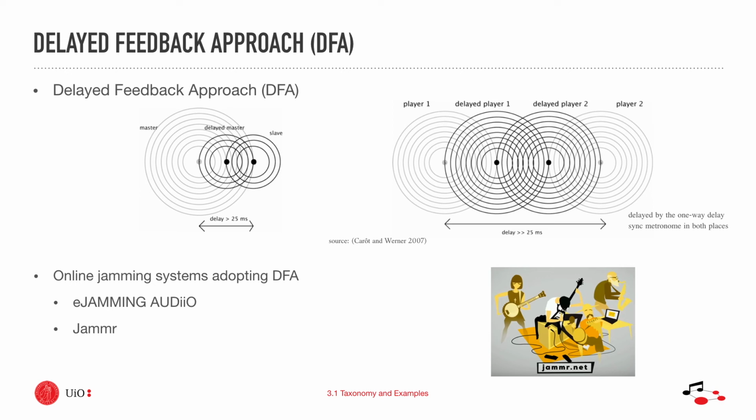Of course, there's going to be a perception of latency between the master's playing action and the sonic response of his instrument. The larger the self-delay, the better the synchronization will be of both signals. The best synchronization can be reached with self-delaying both of them equally to half of the round trip. Existing tools using this approach are eJamming Audio and Jammer.